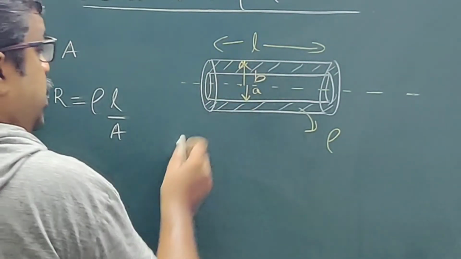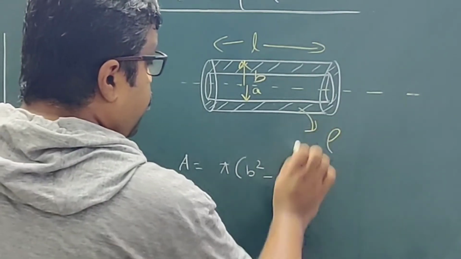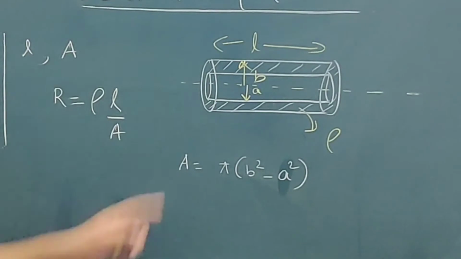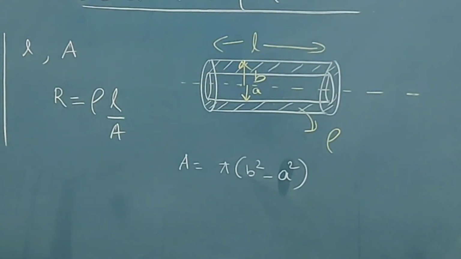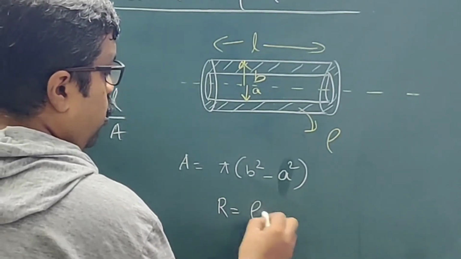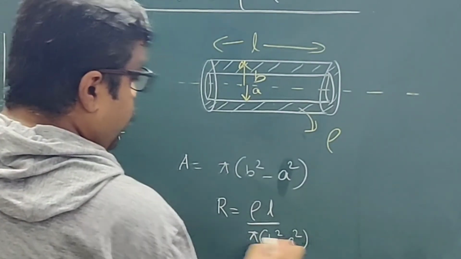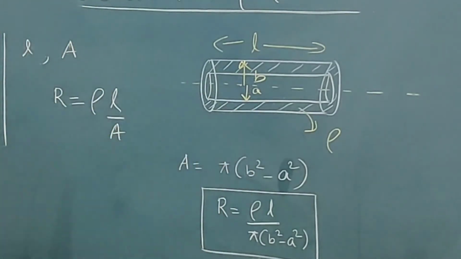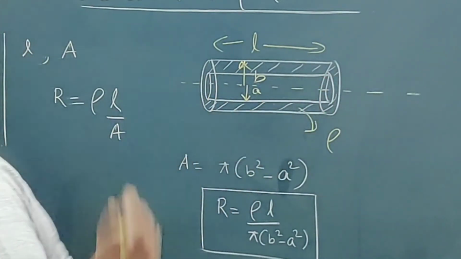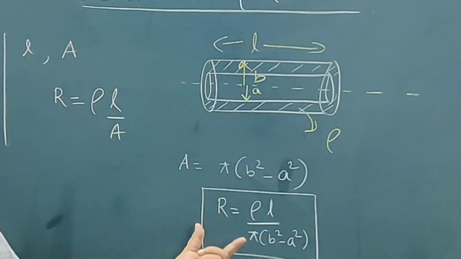So while calculating the area, we have to avoid that hollow part. Here the cross-section area A will be pi times b square minus a square, outer radius minus inner radius, and the length is L. So here the resistance R will be rho L by pi (b square minus a square). This will be the resistance of this hollow cylinder, where the internal part is hollow. The inner radius is A, the outer radius is B. So this is the effective resistance.